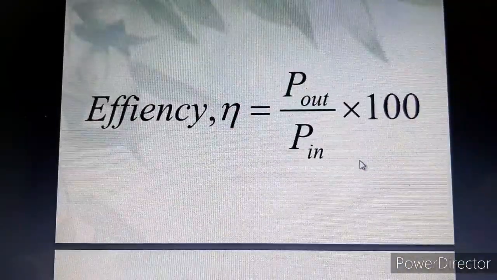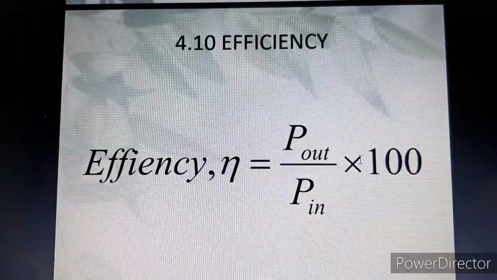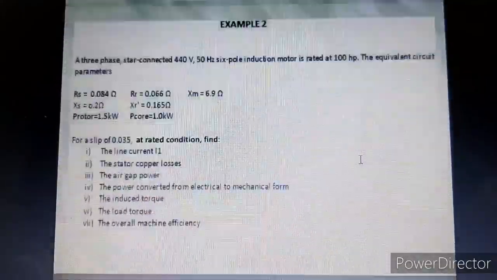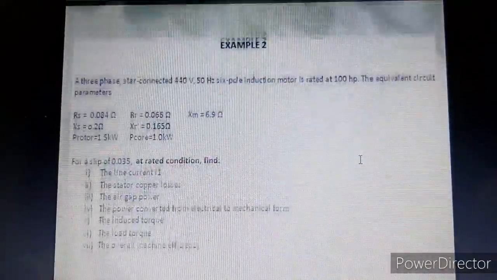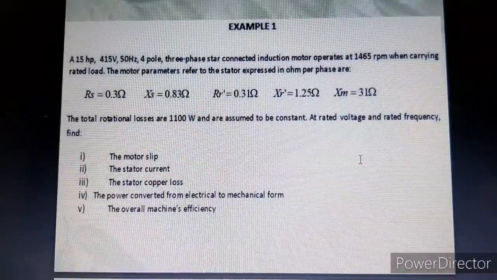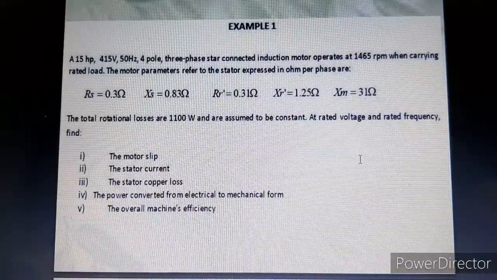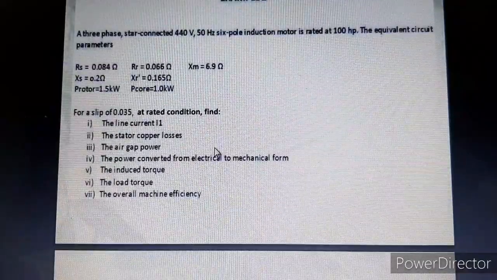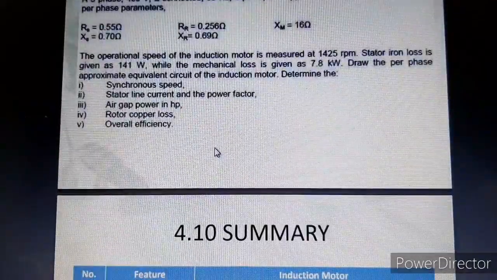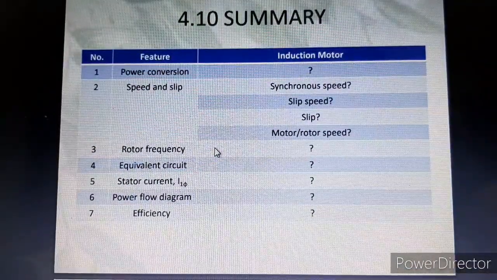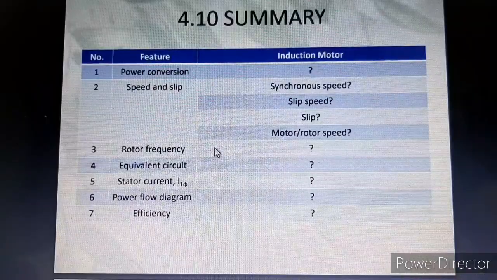Okay, that's all for the second video. Inshallah, in the next video I'll explain the examples in the slide. There are 4 examples, but basically I'll just show 2 examples to represent the difference between Y connected induction motor and delta connected induction motor.